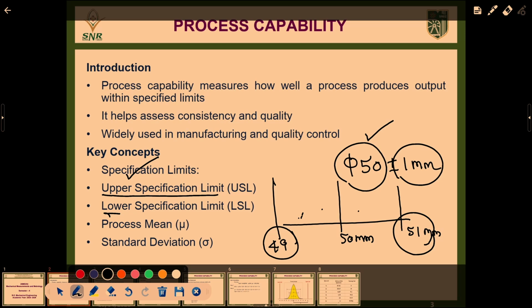We have to have a process mean. Here the nominal dimension is given. We can consider this as an ideal mean of the component, 50 millimeter. Standard deviation, this we have to calculate based on the actual dimensions of the components we have produced. So the process capability can be calculated based on the upper specification limit, lower specification limit, process mean, and also the standard deviation.